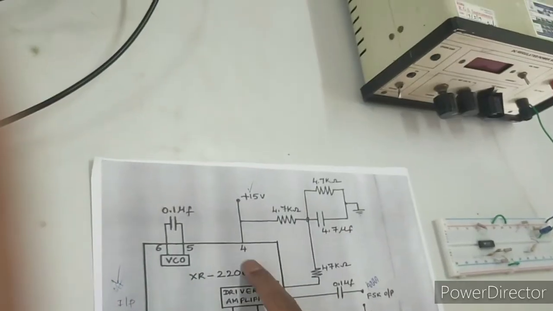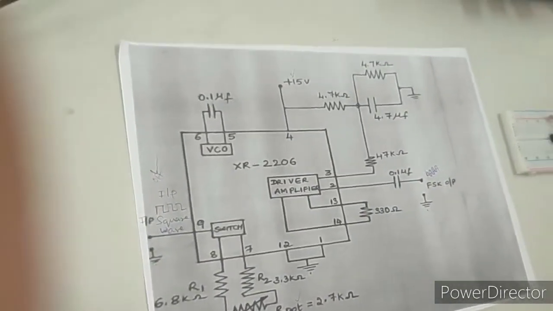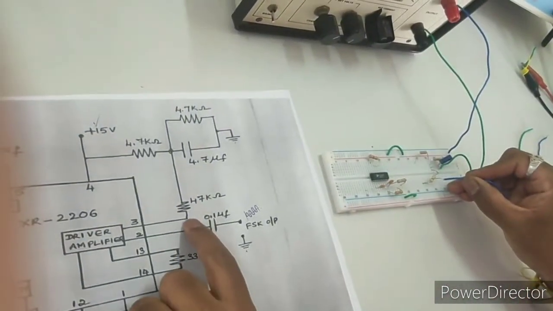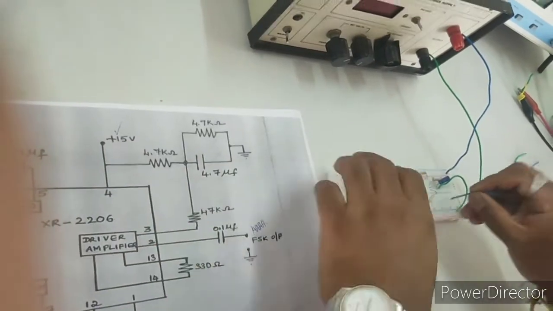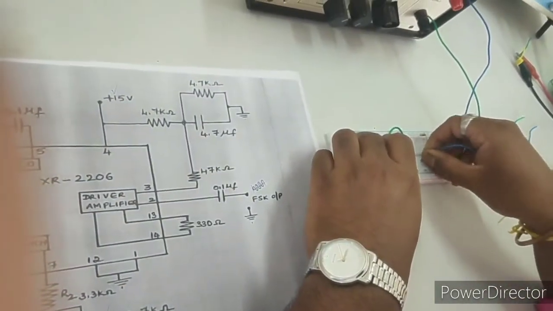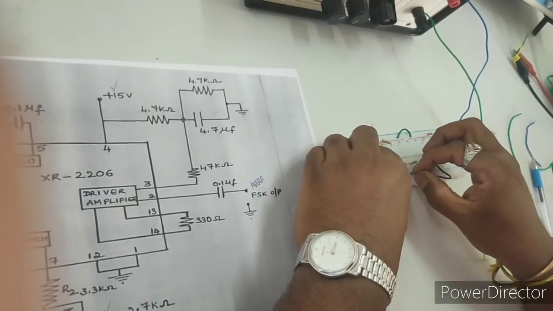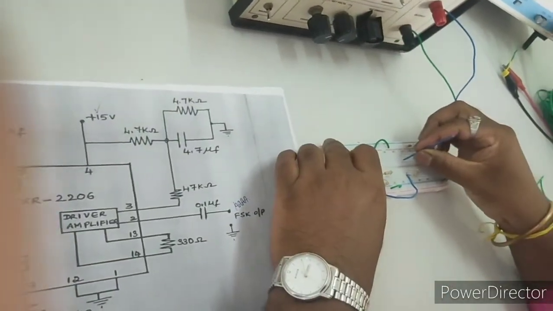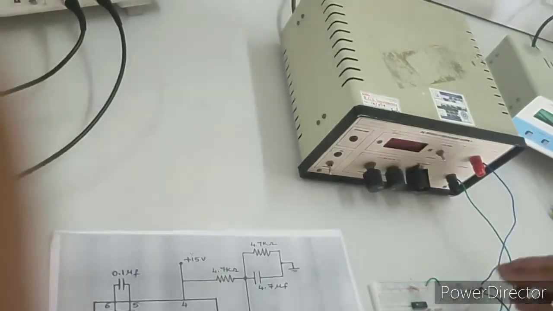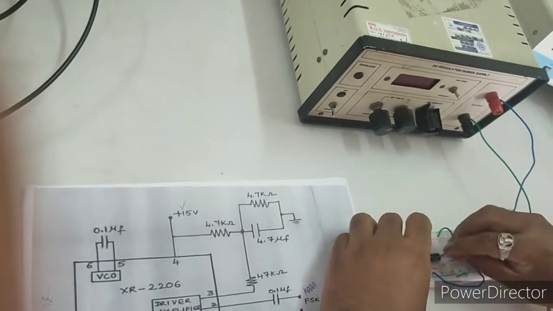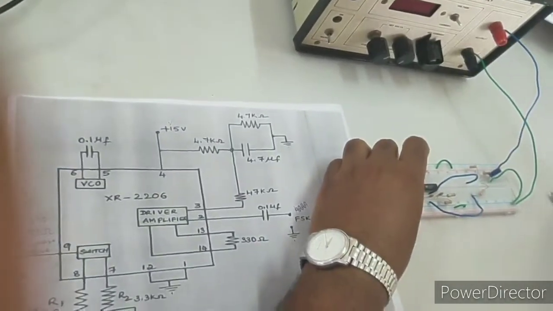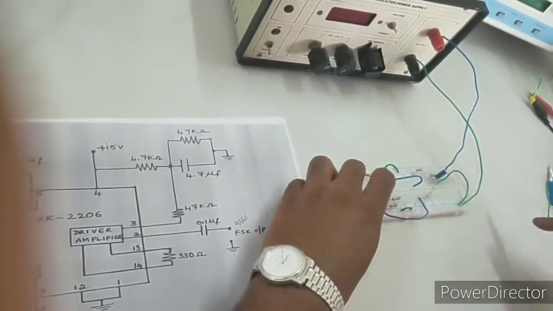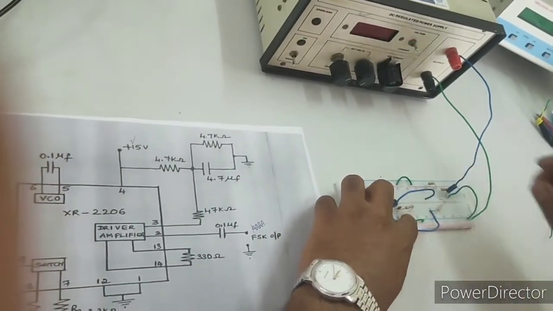Now other things I have to make connections. So the 47K goes to pin number 3. 47K, I am connecting with this blue wire to pin number 3. This is from 4.7K. I am connecting this wire to pin number 4. This pin number 3, it is pin number 4. 5, 6, there is a capacitor, 7, 3.3K, and these two free open ends.